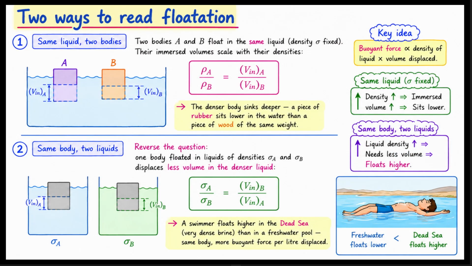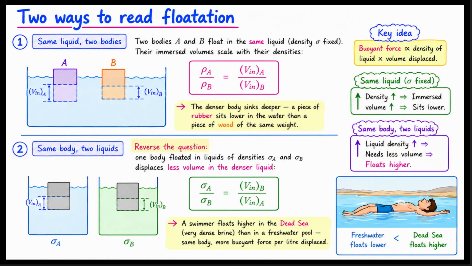Comparing floaters: same liquid or same body. Two ways to read flotation are worth comparing. Take two bodies A and B floating in the same liquid, so the liquid's density sigma is fixed. Their immersed volumes scale with their densities, so rho sub A over rho sub B equals Vn sub A over Vn sub B. The denser body has to sink deeper to displace enough fluid to carry its weight. A piece of rubber sits lower in water than a piece of wood of the same weight, and that is why.